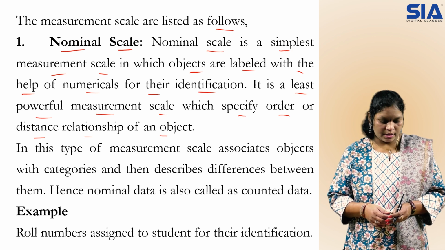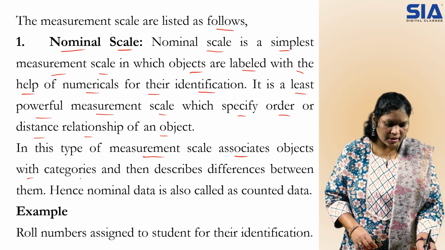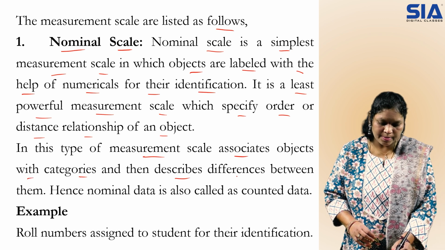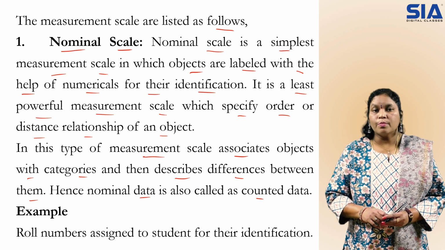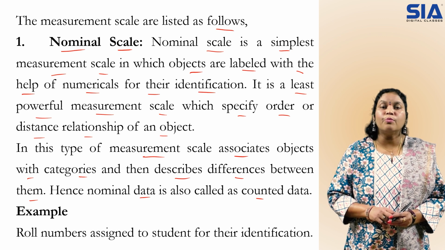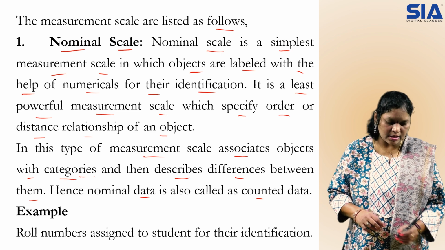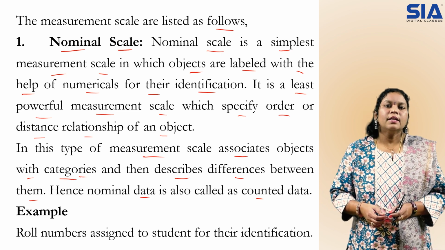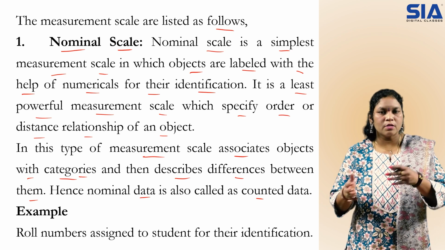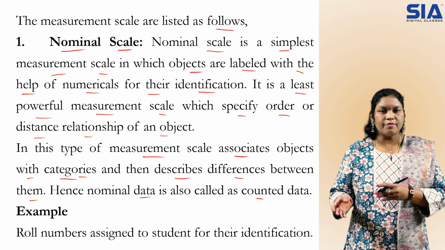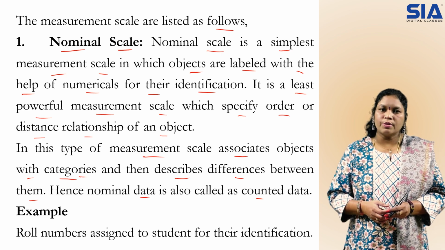Let us try to learn it through an example also. This type of measurement scale associates objects with categories and then describes the difference between them. Hence nominal data is also called counted data. So one more name for nominal is counted data, because here the measurement scale associates with the categories. Data can be categorized like first year marks, second year marks, like that. Categories we can make because we have numbers, and then we can find the difference between them. For that reason we can call it counted data also.